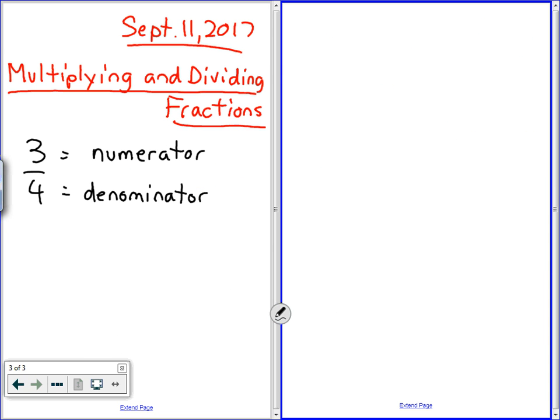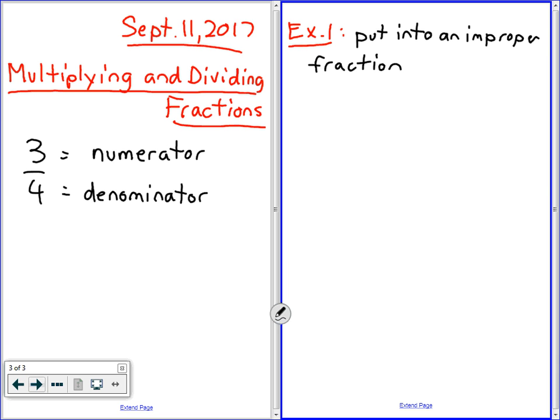Okay, example 1 is going to be to put a mixed number into an improper fraction. Okay, that's called a mixed number. There's nothing really wrong with that, but we can't really add it, subtract it, multiply or divide it that well. What's different with this one than the 3/4? There's a simple difference.